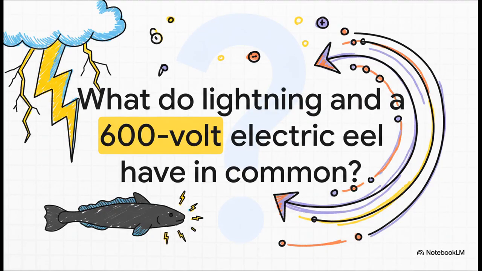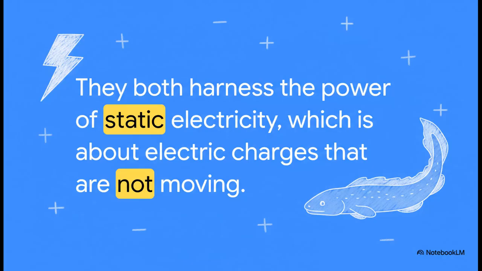All right, let's kick things off with a little brain teaser. Think about this for a second. What could a massive flash of lightning in the sky possibly have in common with an electric eel that can give a crazy 600-volt shock? I mean, they seem totally different, right? One's in the sky, one's in the water. So what's the connection? And the answer is static electricity.